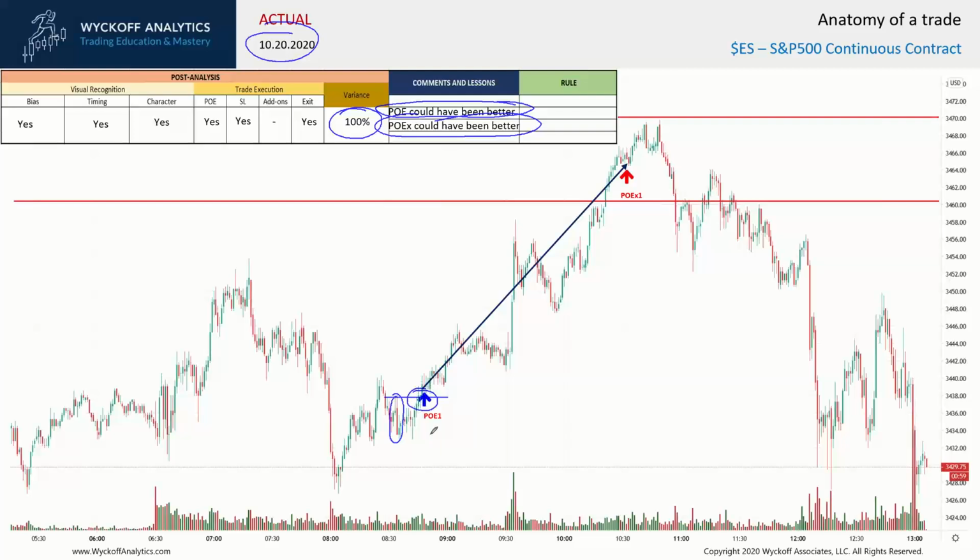Actually, the entry was somewhat close, so I can't really nitpick too much here, but it could have been a little bit earlier, on more recognition, and then demand is coming in this area. And then the exit was based more on how momentum is traveling.